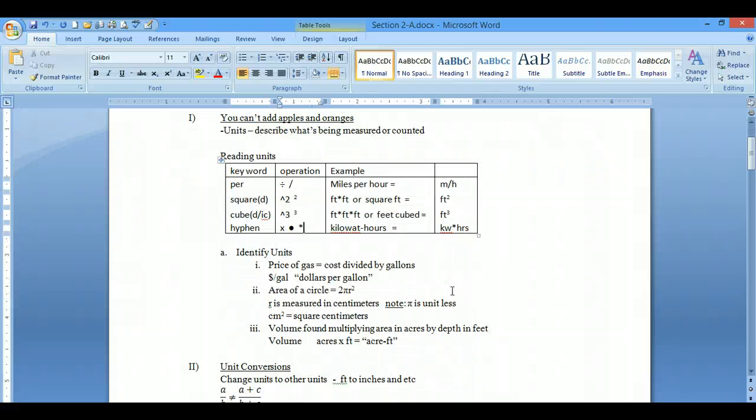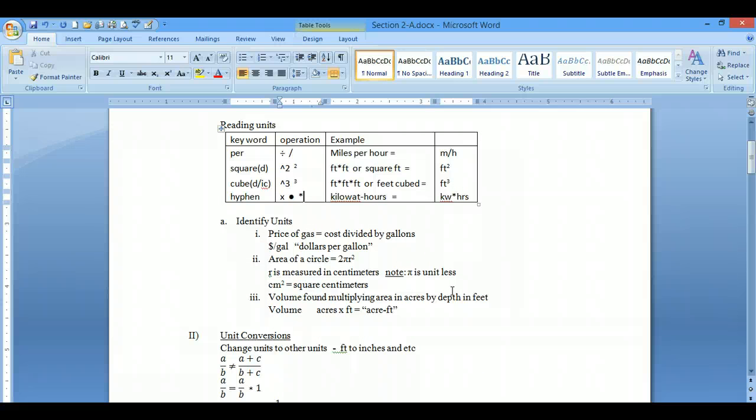Let's identify a couple of units in our first examples. Price of gas. This is cost divided by gallons. So I have dollars per gallon, or dollars over a gallon.